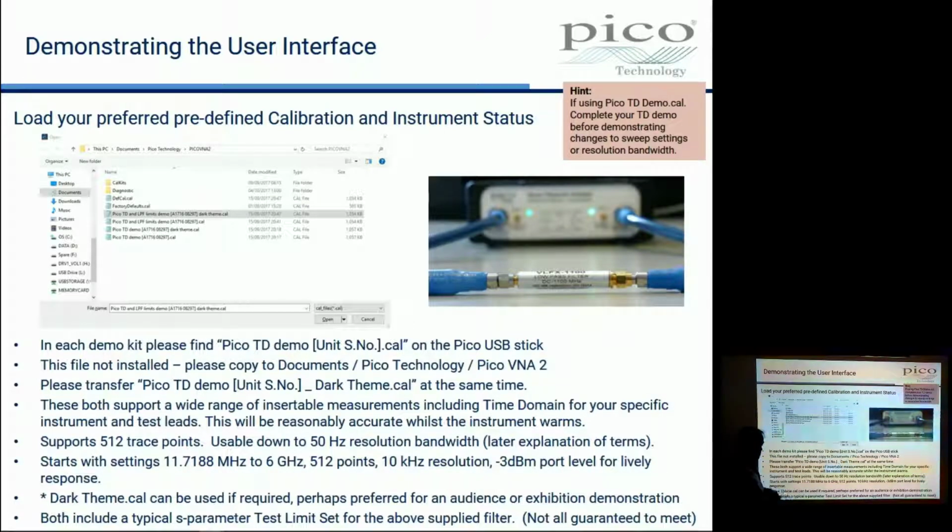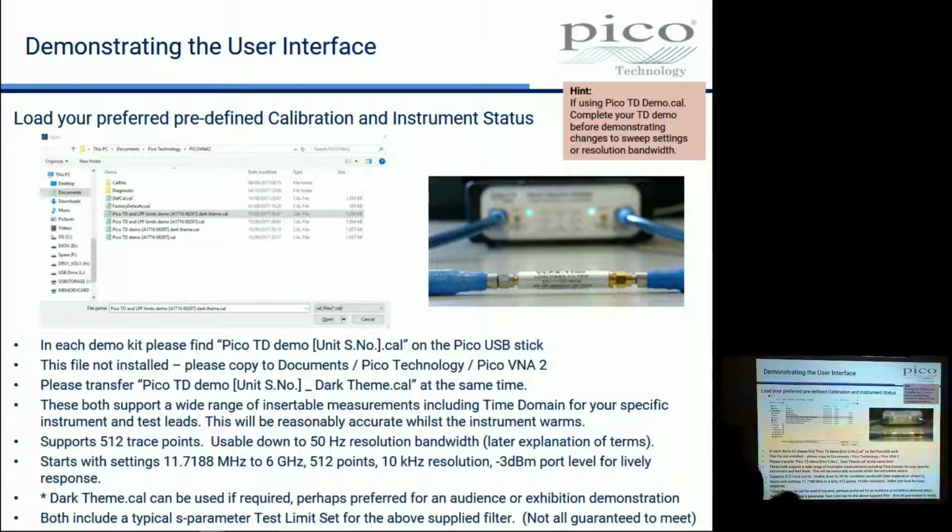I've chosen 512 trace points, usable down to 50 Hz resolution bandwidth. All of these things we'll explain in a little while. And it starts up at about 12 megahertz to 6 gigahertz, and it's running there. If you open the dark theme demo and connect the DUT, I don't know whether you can see that, but on the screen there we've got an updating trace, and that is giving us a reasonably accurate measurement of that DUT straight away.